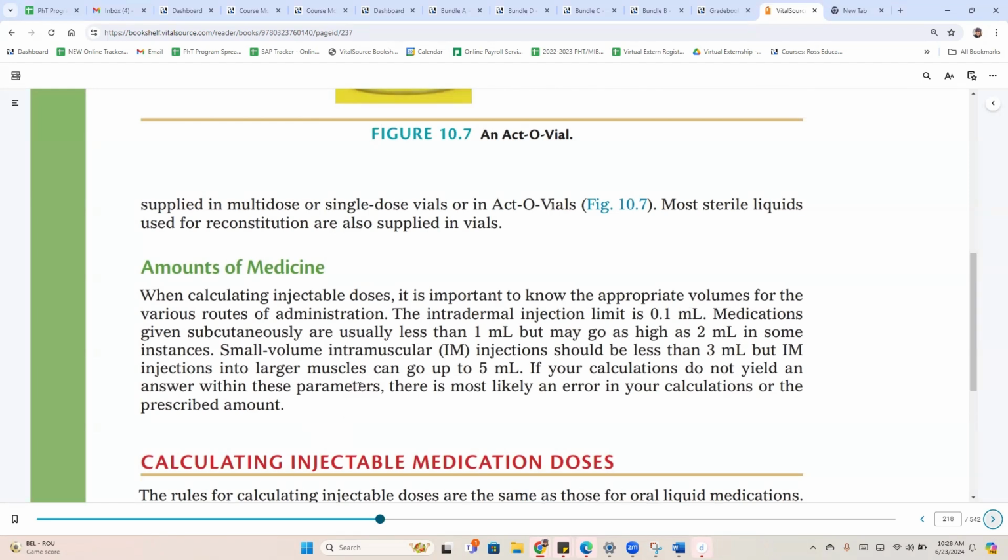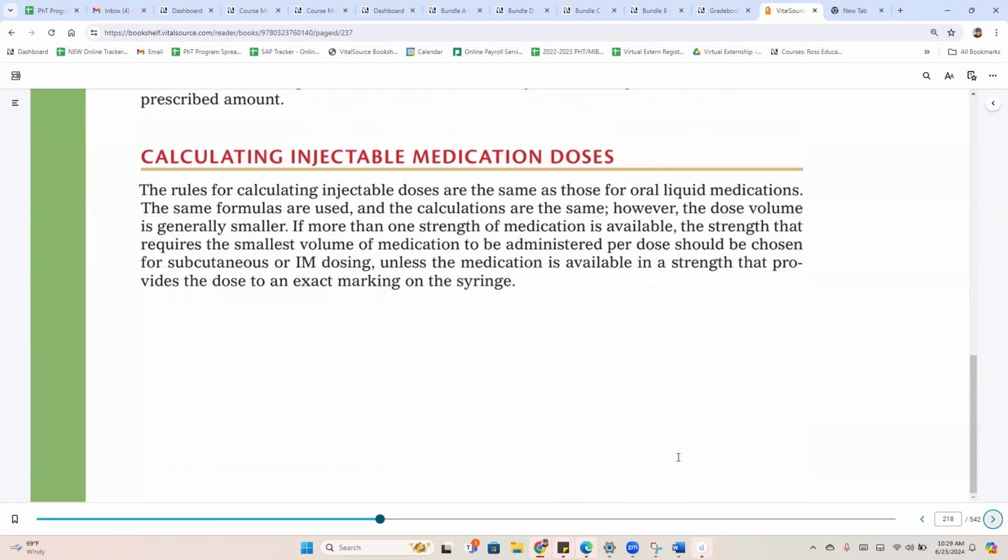When calculating injectable medications, it is important to know the appropriate volumes for the various routes of administration. The intradermal injection limit is 0.1 ml. Medications given subcutaneously are usually less than 1 ml, but may go as high as 2 ml in some instances. Small volume intramuscular injections should be less than 3 ml, but intramuscular injections into larger muscles can go up to 5 ml. If your calculations do not yield an answer within these parameters, there is most likely an error in your calculations or the prescribed amount.